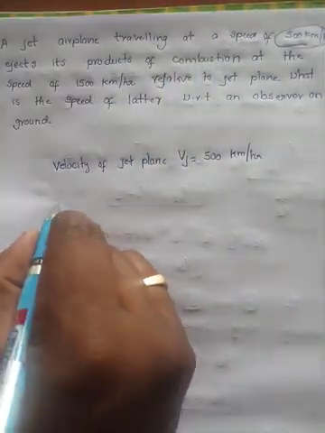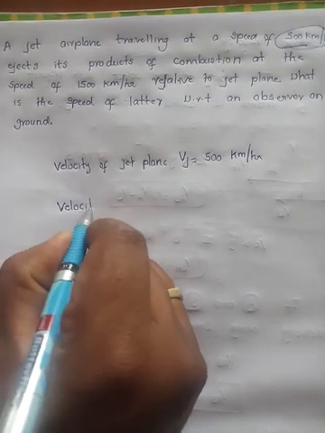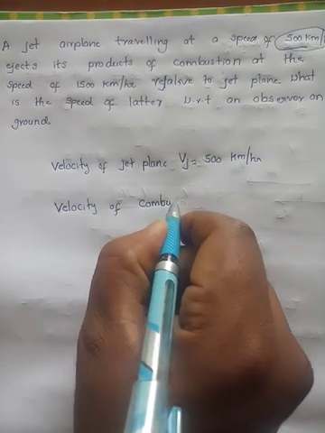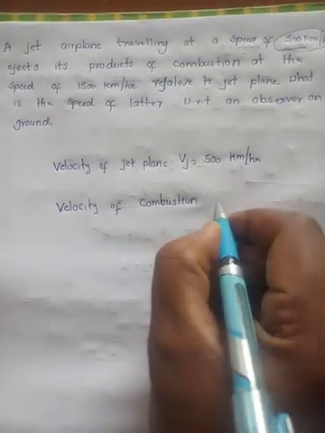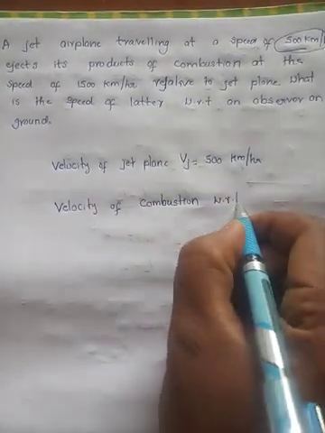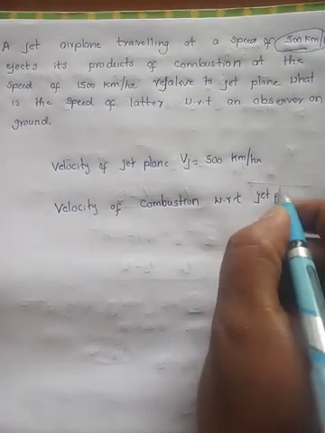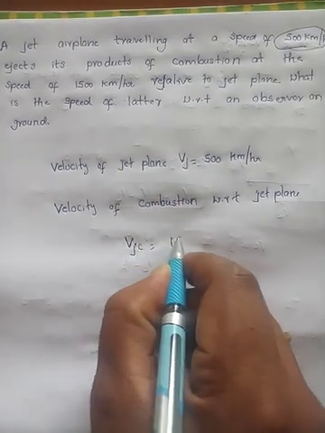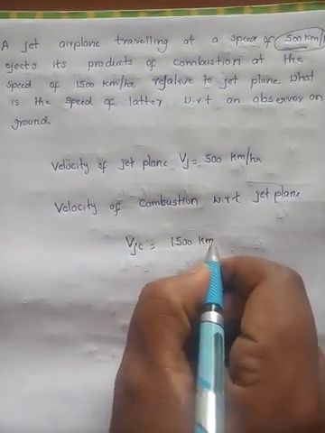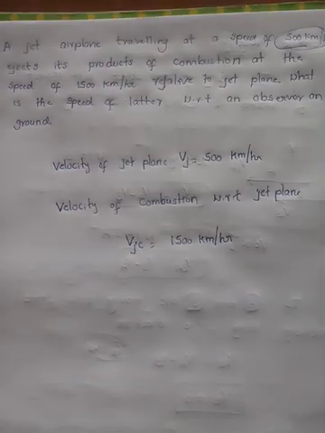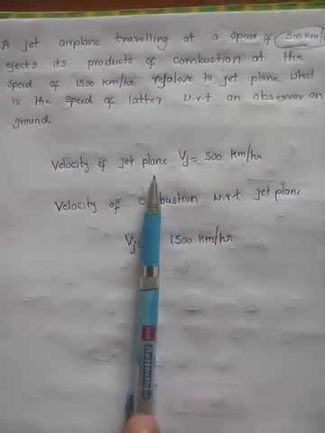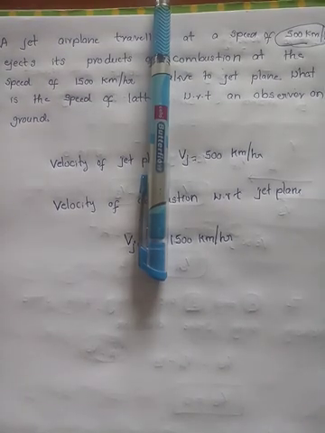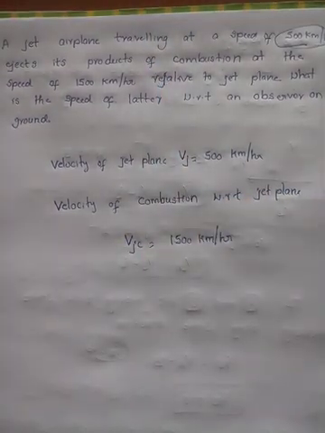So what can we write here? Velocity of combustion with respect to jet plane, VJC, equals 1500 kilometer per hour. Now, as we know, the jet plane is moving in the forward direction, and its products of combustion are coming in the backward direction. So both are moving in opposite directions.